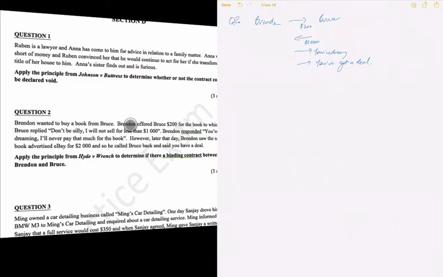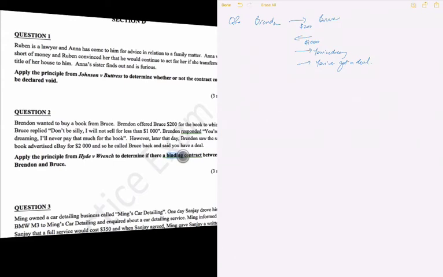Okay, so even just looking at those facts, that looks like an agreement problem, right? So you've got people making offers and accepting, so it looks like agreement. Let's look at what the question actually asks us. Apply the principle from Hyde and Wrench to determine if there is a binding contract, right? Notice this, if there is a contract. Question 1 asked us whether the contract could be declared void, so it means there is a contract that we want to get out of. In this one, it's is there a contract?